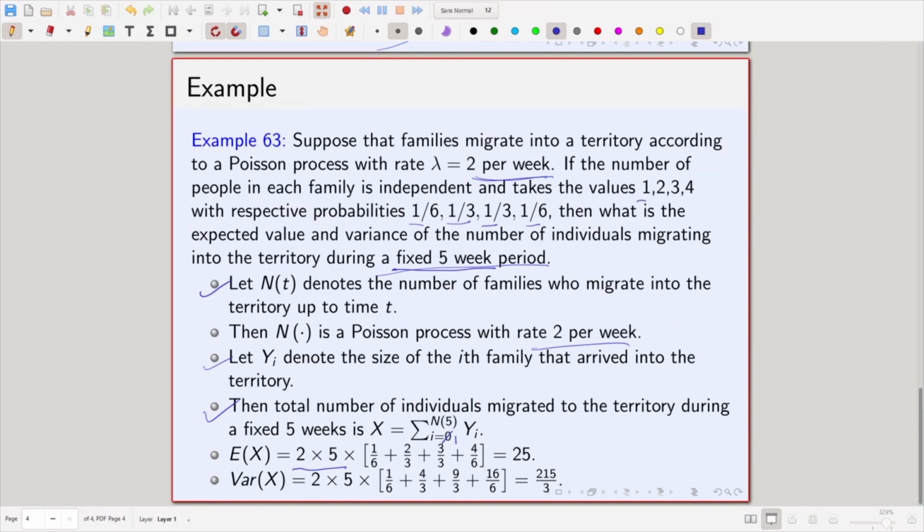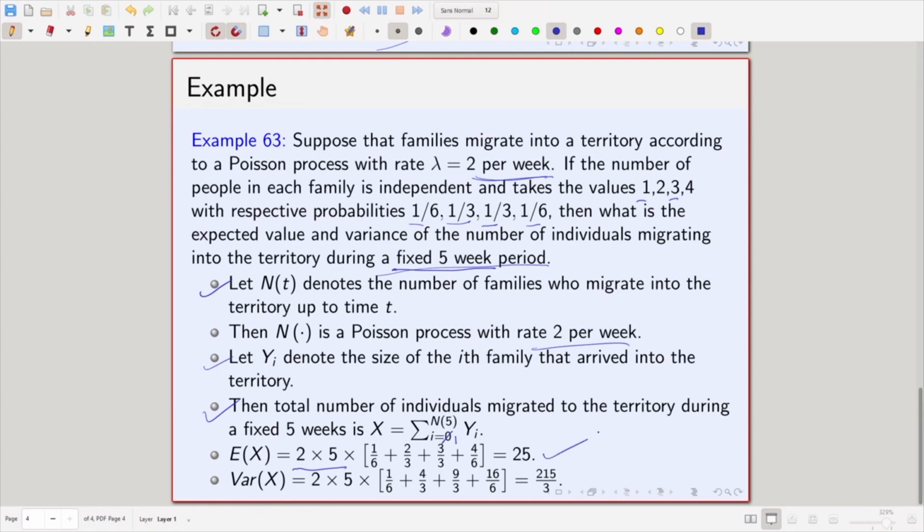Now you have to find expectation of Y_1. It takes value 1 with this probability, so it is 1 times 1 over 6; it is 2 with probability 1 by 3, so you get 2 by 3; 3 with probability 1 by 3, so you get 3 by 3; and 4 with probability 1 by 6, so you get 4 by 6. Now, if you do this calculation, you will end up with 25 by 10.